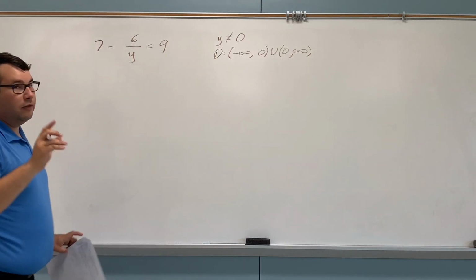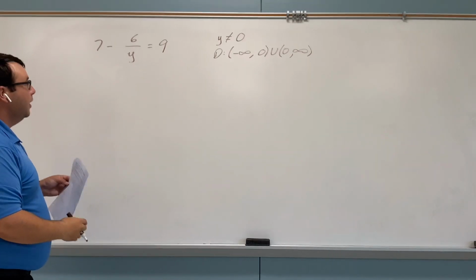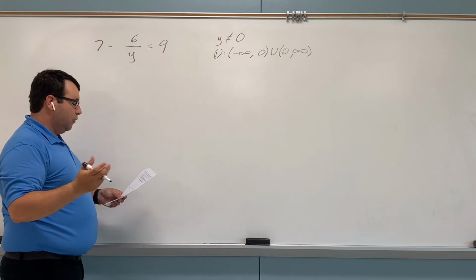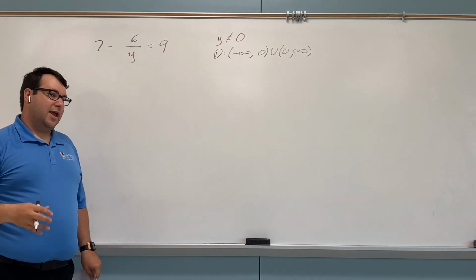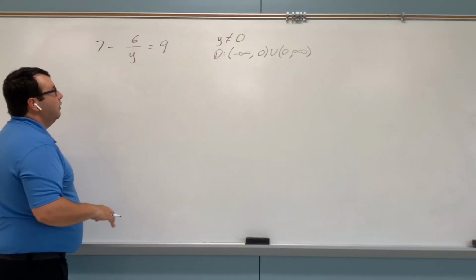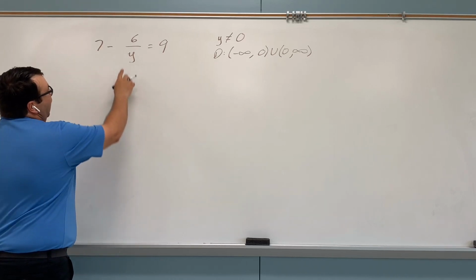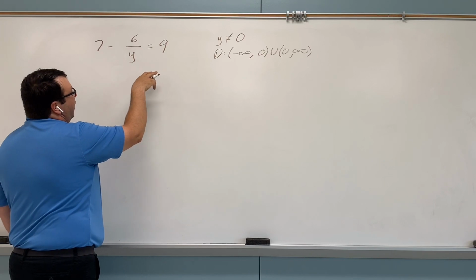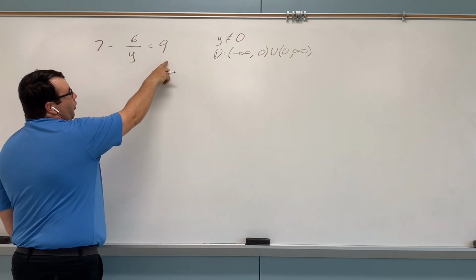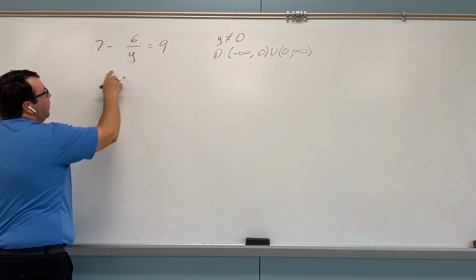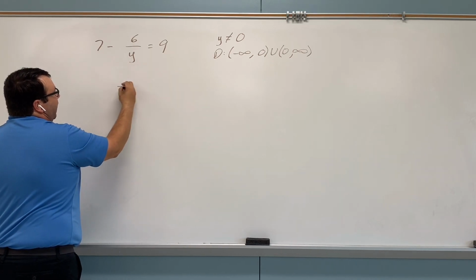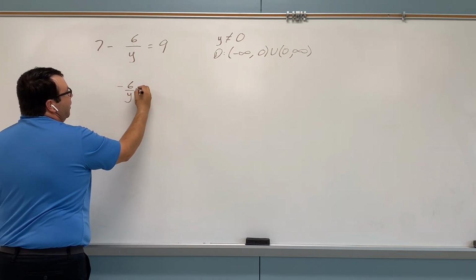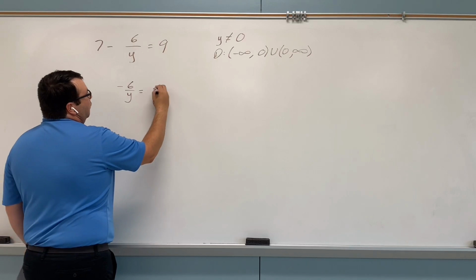Okay, very good. So I start with my domain. That's number 1. Number 2, as we're going through this problem, we need to make sure at the very end that our solution works. So let's go ahead and solve. I currently see that I have 7 minus 6 over y is equal to 9. I'm going to move this 7 over just because I can. So subtracting 7, that means I have a negative 6 over y is equal to 2.